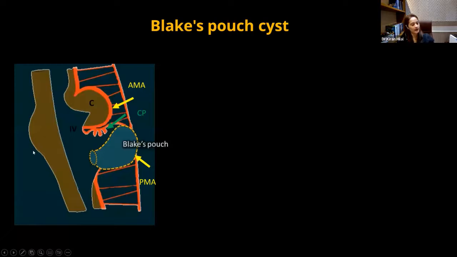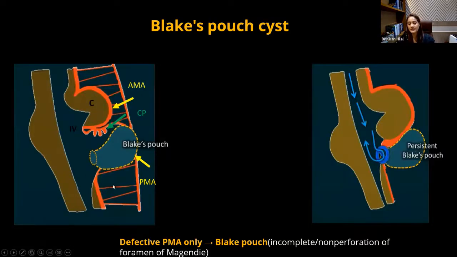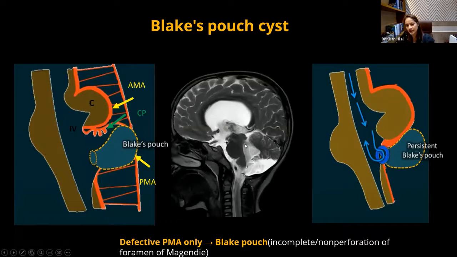Why the Blake's pouch cyst again? Again, remember this slide, the anterior membrane area, the posterior membrane area, the Blake's pouch. As I mentioned earlier, the Blake's pouch forms in the 6th week of life. And before the fenestration of the foramen of Magendie, you have this dilatation of CSF space, which is the Blake's pouch. So if there is any defective absorption of the posterior membrane area, there's an incomplete perforation of the neck of this Blake's pouch. This results in the blockage at the level of the foramen of Magendie, and here you see this herniation of this pouch through the inferior vermian space. So that is the embryology of the Blake's pouch cyst.